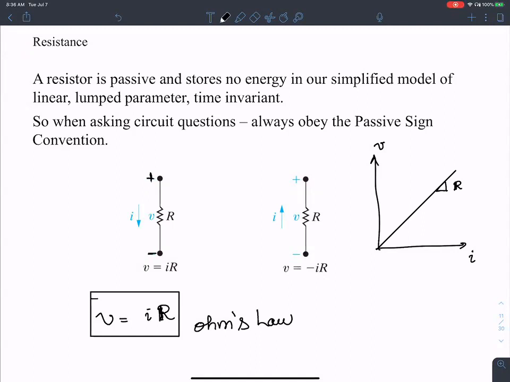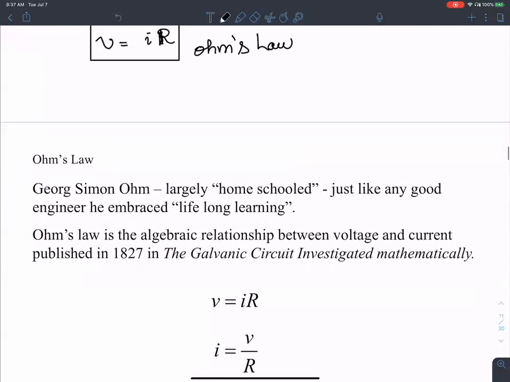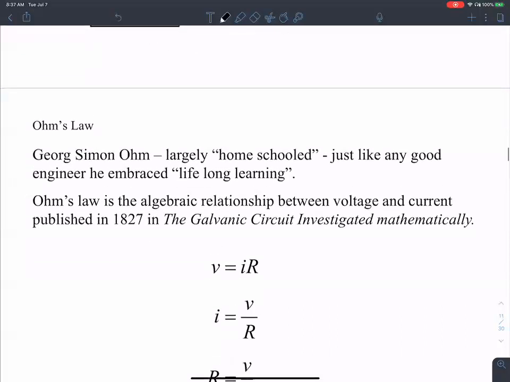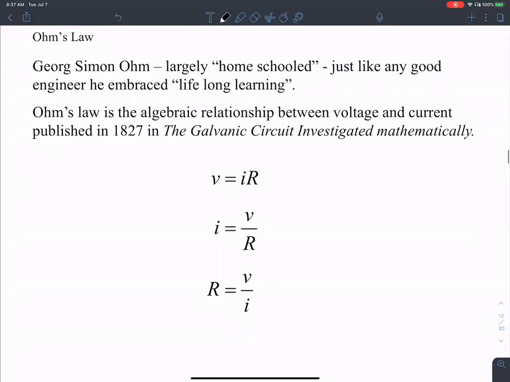Now the formula V is IR is fundamental to our electrical circuits, and we use this over and over again. Whenever I say Ohm's law, it should conjure up this V equals IR formula. The voltage across a resistance is directly proportional to the current through the resistance. George Simon Ohm discovered this. He was apparently a brilliant scientist.